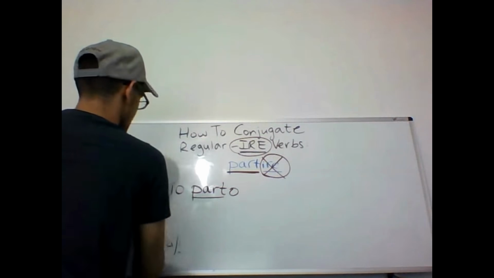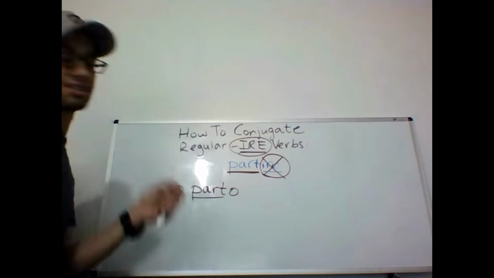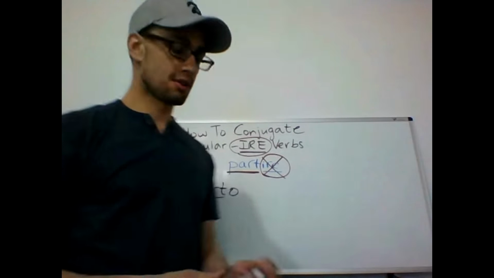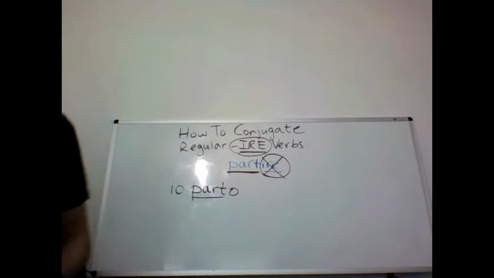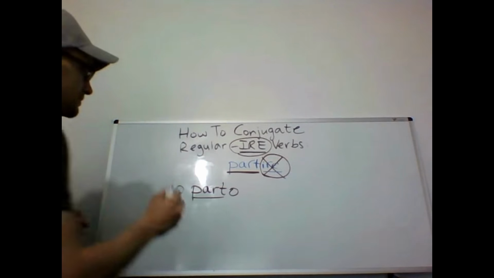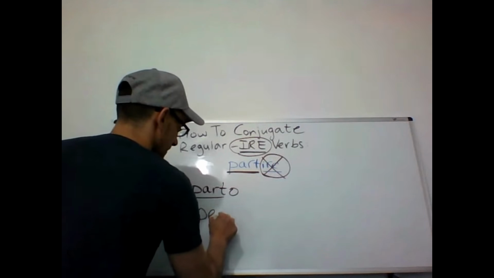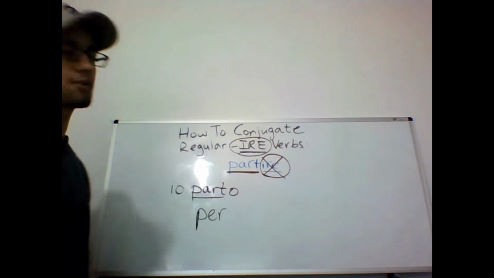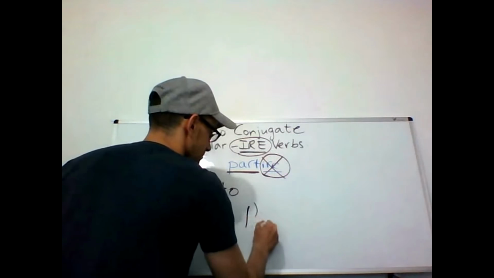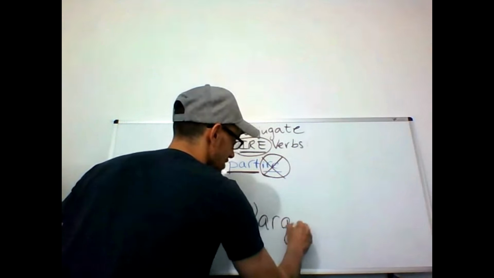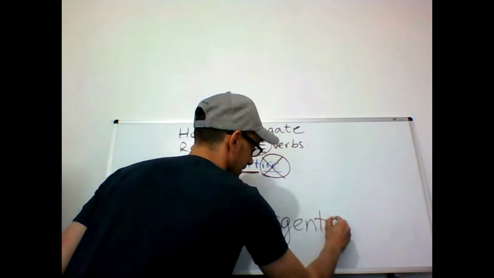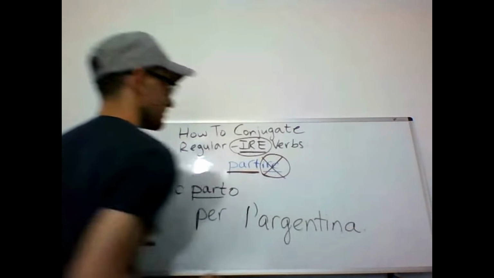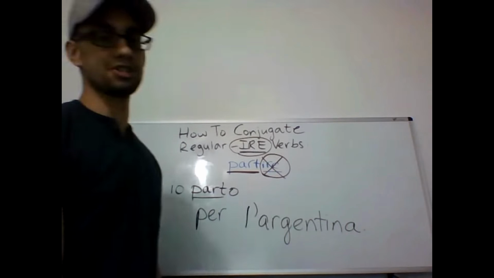This way we have some kind of variety. So I want to say I leave for. I'm going to say io parto per. Let's say I want to go to Argentina. Io parto per l'Argentina. I leave for Argentina.